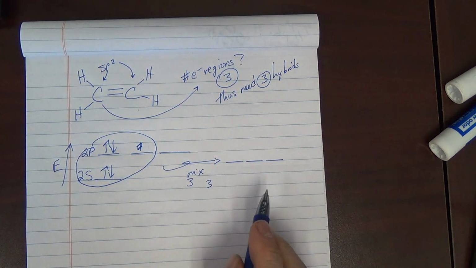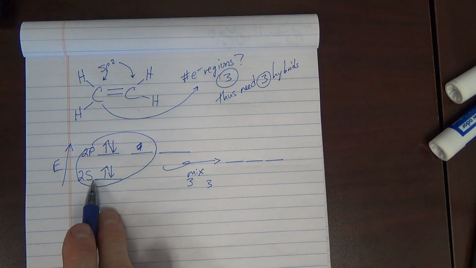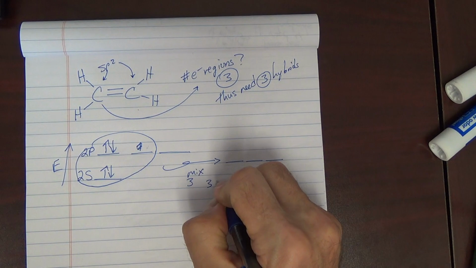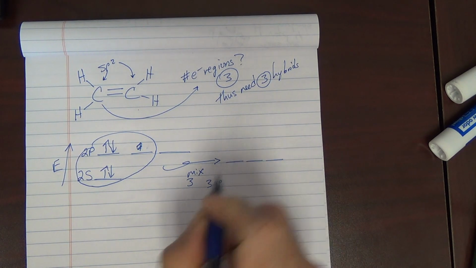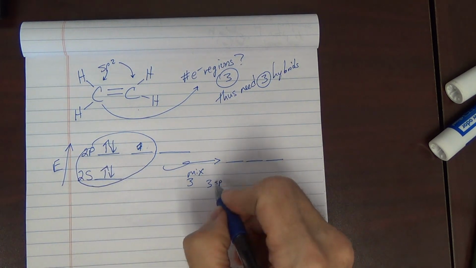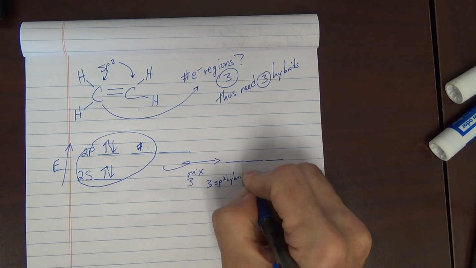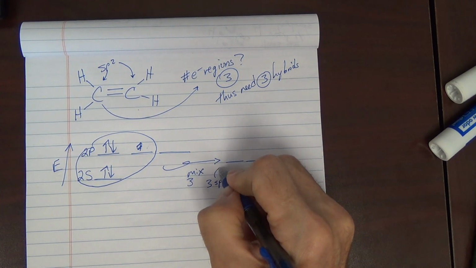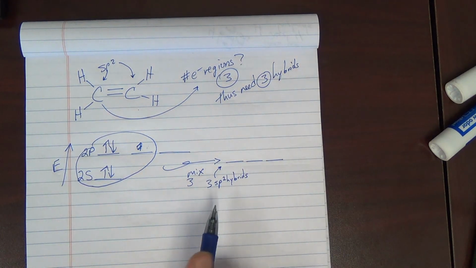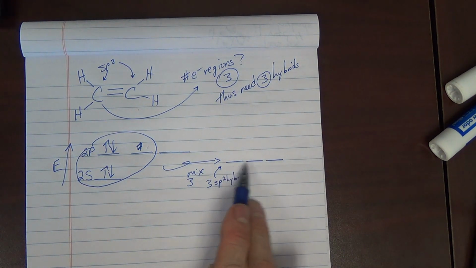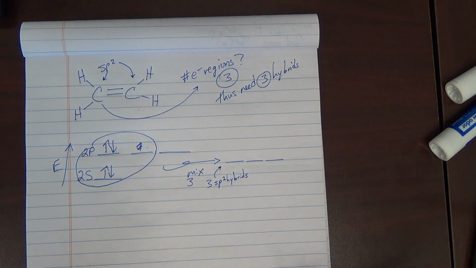What do you want to call these? Well, since we mix an S and 2 P's, we can call them sp2 hybrids. 3 identical sp2 hybrids.